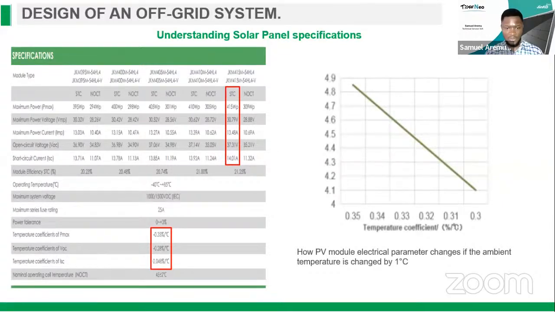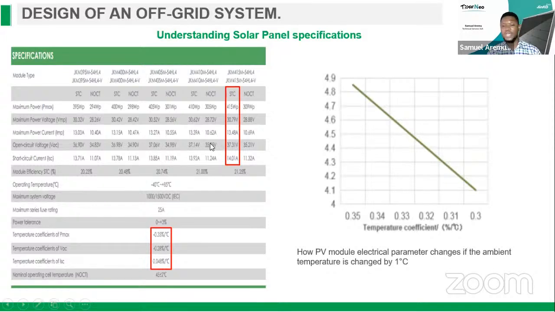So one, we have the maximum power to be 415 watts peak. Then the voltage at maximum load. When a load is connected across the solar panel, what is the maximum voltage across the PV module? That is 30.79. Also, when the load is connected, with the maximum current, we have 13.48.